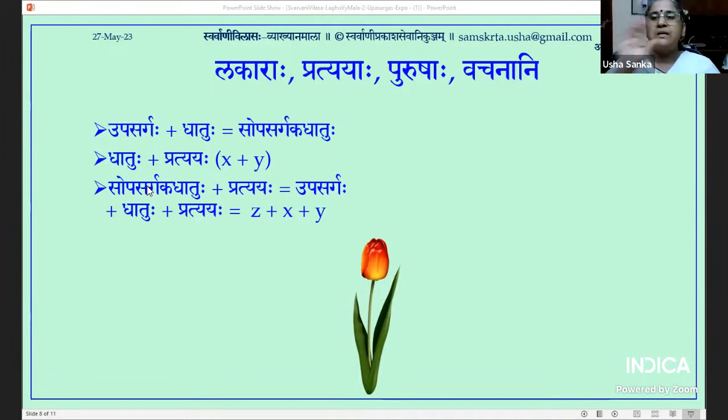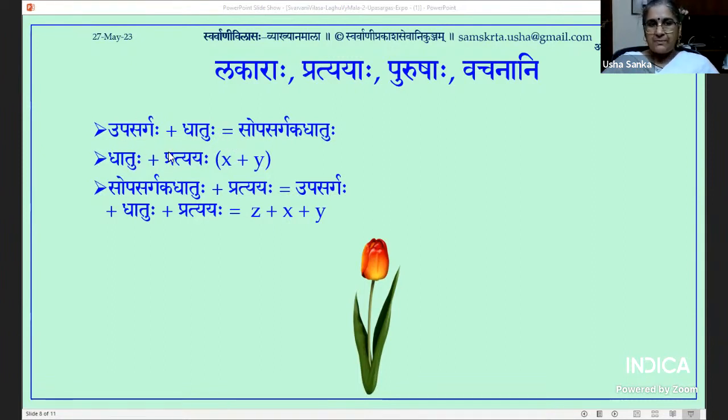So Z plus X plus Y. This is the complex of the upasarga, the upasarga complex formula. Z is upasarga, X is dhatu, Y is purusha pratyaya. This is our formula. Please write it down and keep it for future reference. It's very important. So upasarga ka dhatu has upasarga plus dhatu.